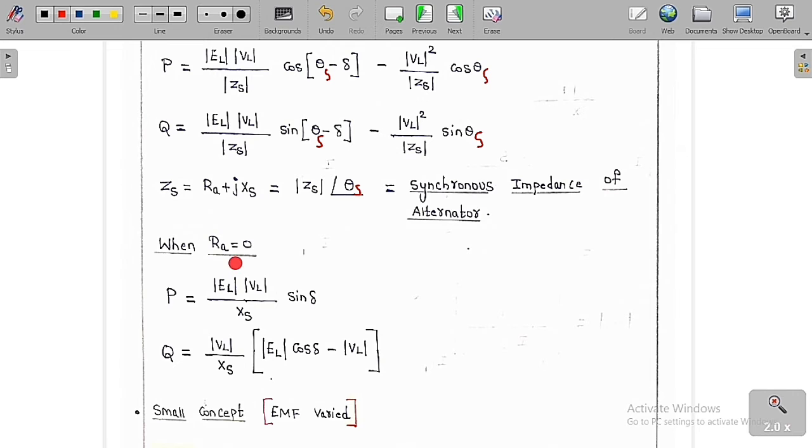Now what happens if RA is equal to 0? If I substitute RA equal to 0 here, the special case is that if RA is equal to 0, then definitely mod of ZS is equal to XS and theta S is equal to 90 degree.